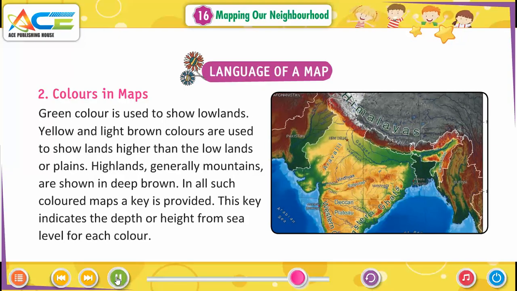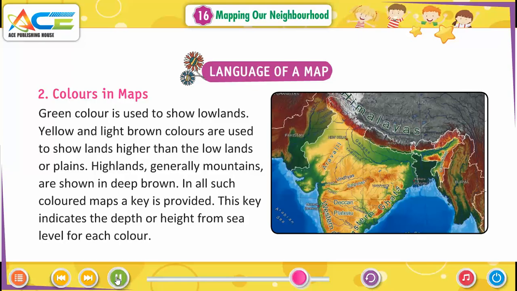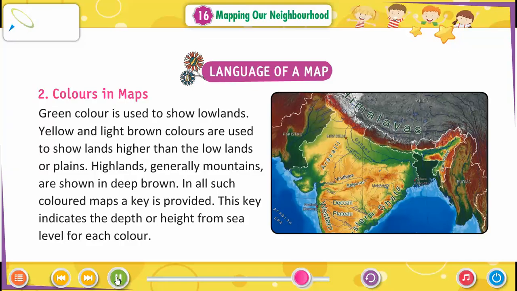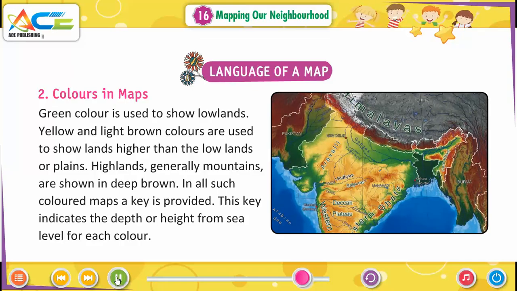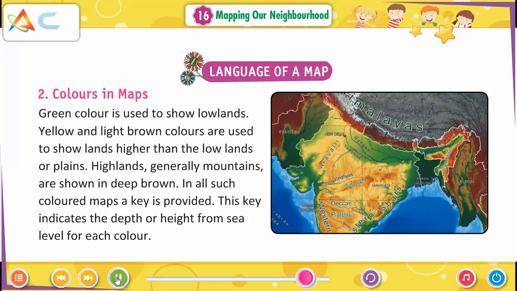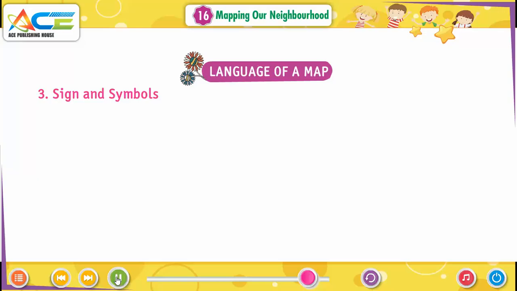Green color is used to show lowlands. Yellow and light brown colors are used to show lands higher than the lowlands or plains. Highlands, generally mountains, are shown in deep brown. In all such colored maps, a key is provided. This key indicates the depth or height from sea level for each color.